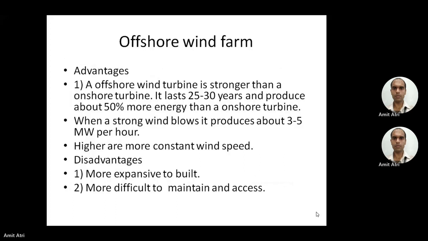Now coming to the other type, the offshore wind farm. An offshore wind turbine is stronger than an onshore turbine. It lasts about 25 to 30 years and produces 50% more energy than an onshore turbine. When a strong wind blows, it produces about 3 to 5 megawatts. So a large amount of energy we can obtain from an offshore wind farm. Higher and more constant wind: wind speed is constant with more height.